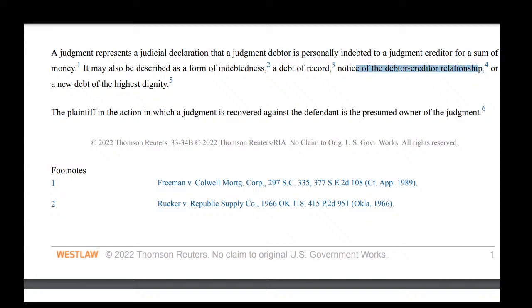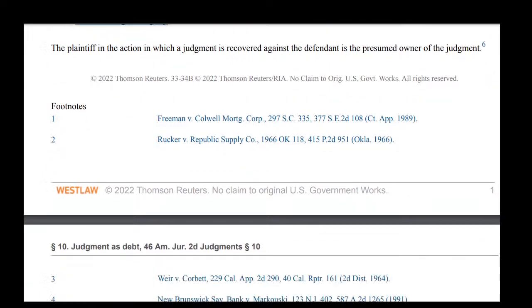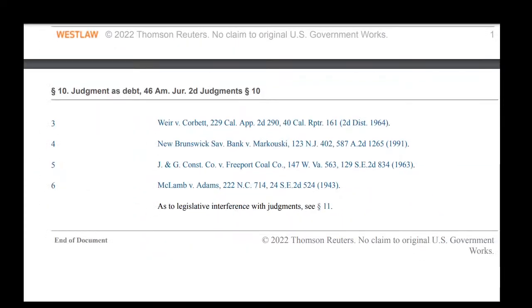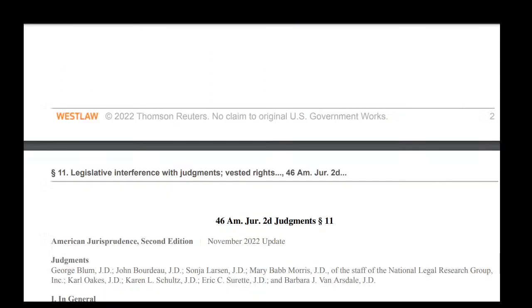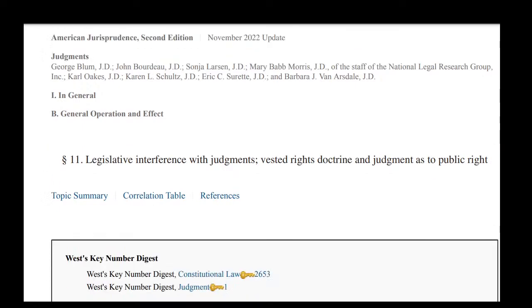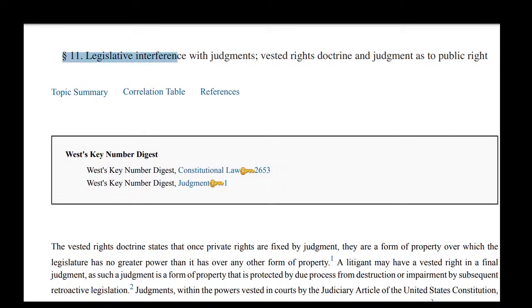Debtor-creditor relationship. Debt of the highest dignity. New terminology to be used with judgment. We're getting a little deeper here now. As legislative interference with judgment, see section 11. We're about to get there. Here it is, section 11, legislative interference with judgments, vested rights doctrine, and judgment as to public right.